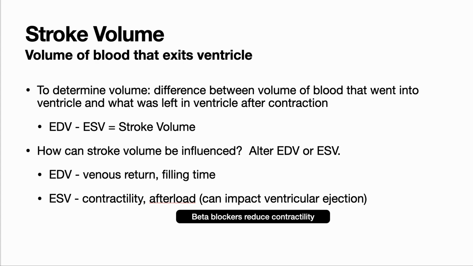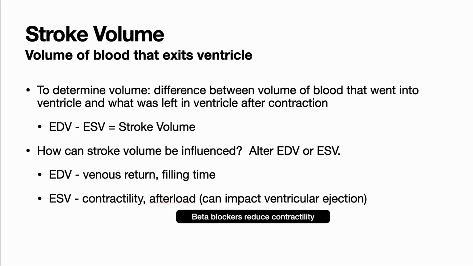How can we alter stroke volume then? Well, we can alter end diastolic volume or end systolic volume, right? We can either put more blood into the ventricle to increase stroke volume, or we can get more blood out of the ventricle to increase stroke volume, potentially both, and that would really increase stroke volume.